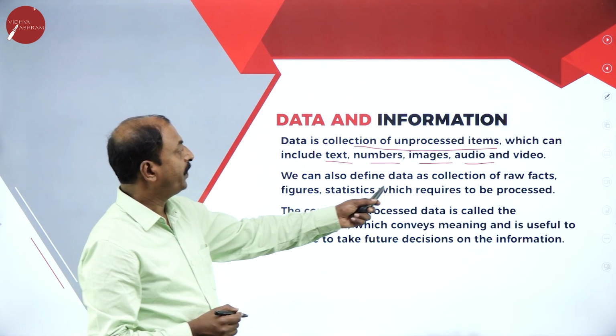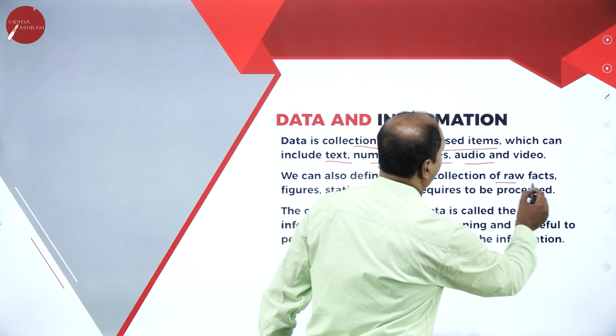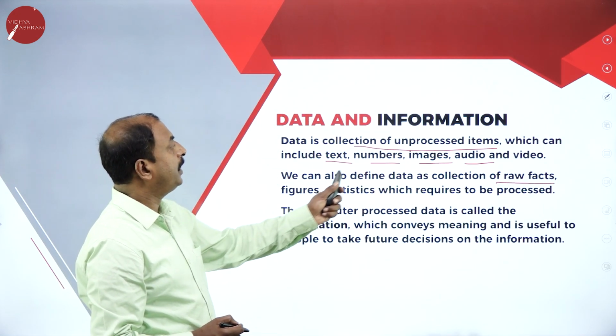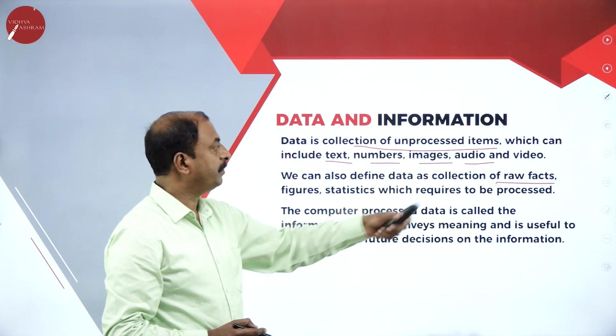So unprocessed items are called data. We can also define data as a collection of raw facts. As I told you just now, it is nothing but raw facts. It can be figures, images, it can be anything.